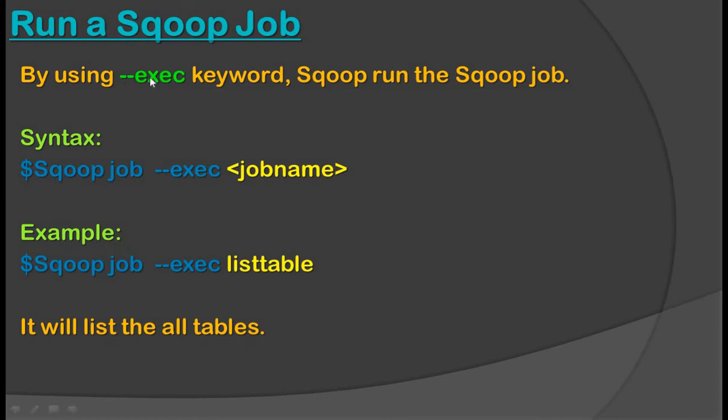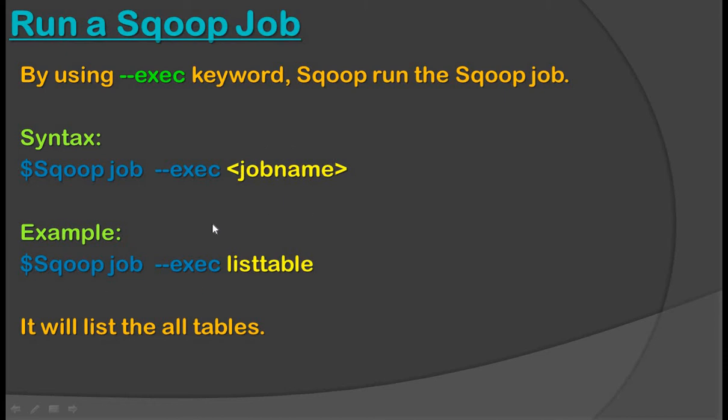Double hyphen exec keyword. By using the double hyphen exec keyword, we can run a Scoop job. So this is the syntax: sqoop job --exec, followed by the job name which we want to run.